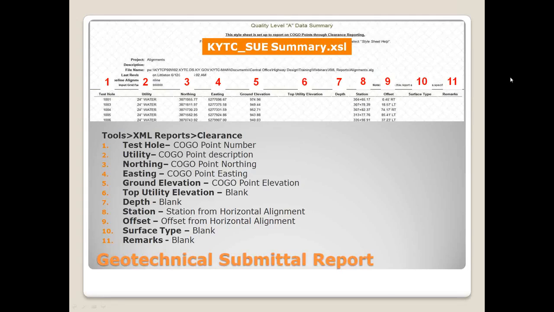You also have station and offset, again calculating from the horizontal alignment. The surface type and remarks, again, when you get this to Excel, you can export it to Excel and you can fill that information in by hand. At least you don't have to put all the northings and eastings, and station and offset and all that in there by hand. So it's saving you a little bit of time, but on this one you do have to do a little bit of manipulation afterwards.